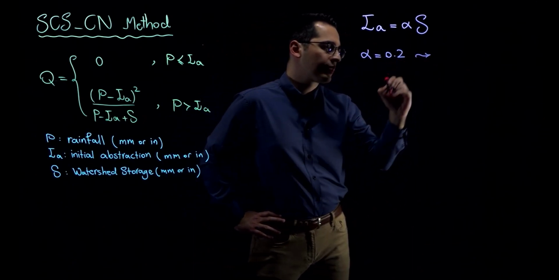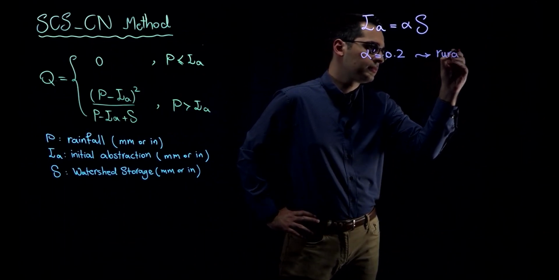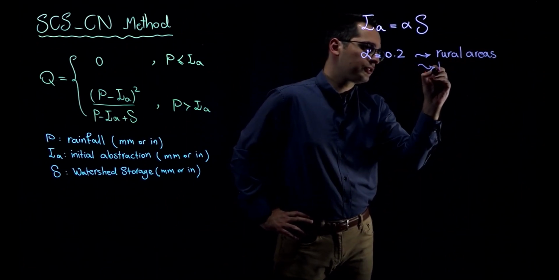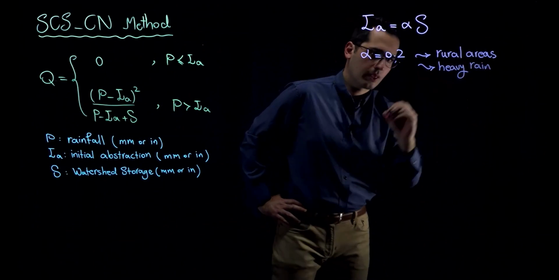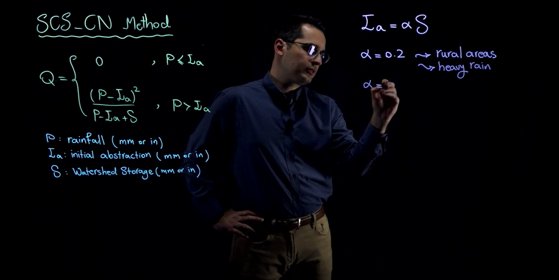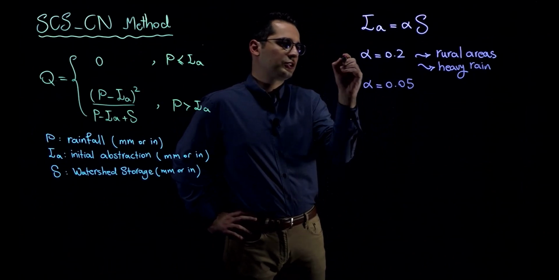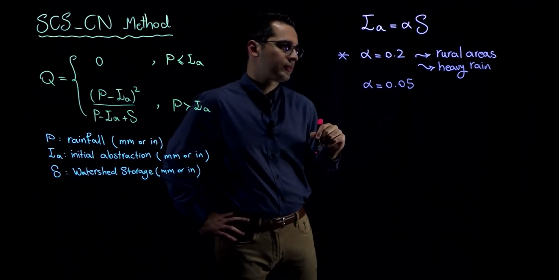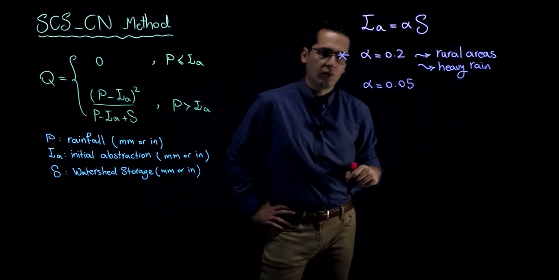This value has been used for rural areas and also for heavy rainfalls. There is a consensus around the value of alpha equals to 0.05. For the sake of this video, let's assume that the alpha value is equal to 0.2, meaning that I sub A is 20% of watershed storage.